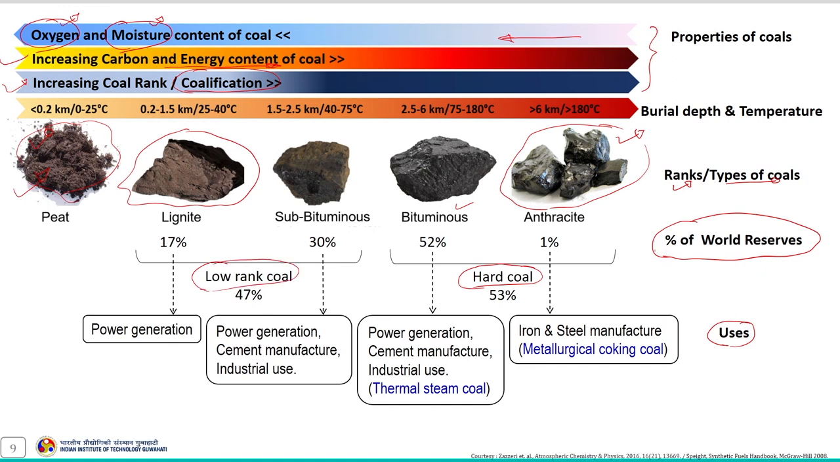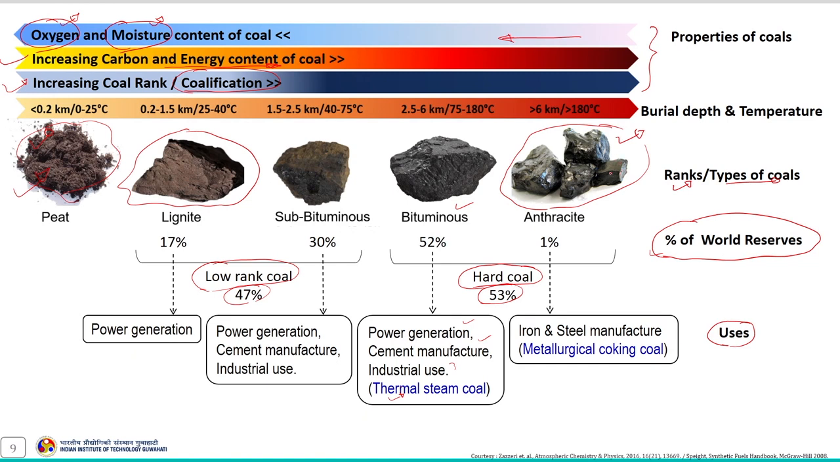The percentage of world resource of bituminous and anthracite coal is around 53%, while for lignite and subbituminous it is around 47%. As far as the uses of these types of coal are concerned, lignite is used for power generation, while subbituminous coal is used for power generation as well as cement manufacture and industrial use. And bituminous coal is used for power generation, cement manufacture, industrial use and thermal steam coal.